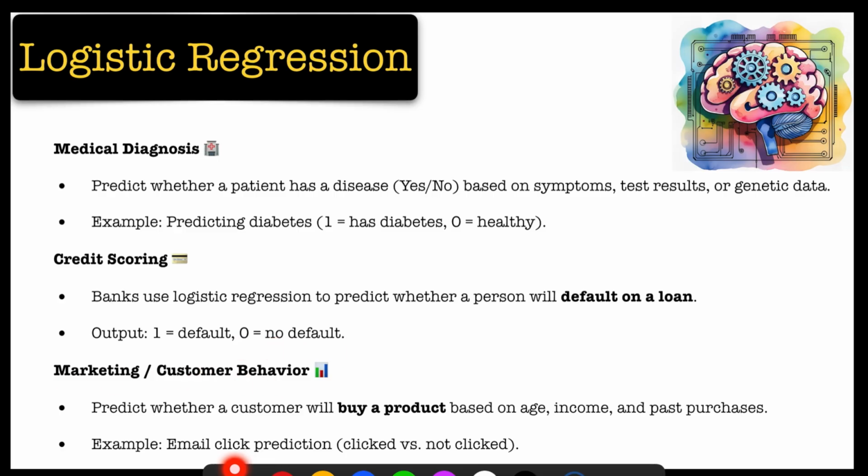Marketing or customer behavior, predicting whether a customer will buy a product based on age, income and past purchases. Example, email click predictions, like whether someone will click on that product or not, that can be predicted based on a few other parameters.